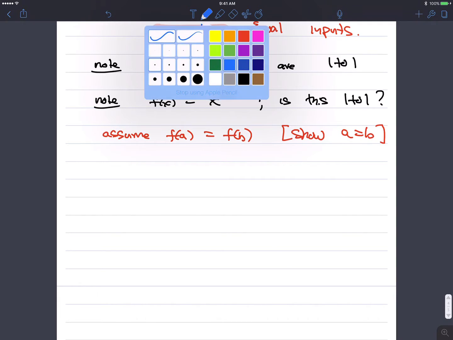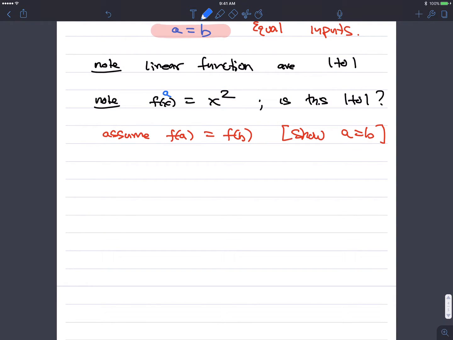Now I go through the same process. You go, okay, let my input be A, let my input be B, and what I end up getting is to say that f of A is the same as f of B. Well, that means when my input is A, my output is A squared. When my input is B, my output is B squared. So we're saying when A squared equals B squared, can we guarantee that A equals B? If we can, then we can say the function is 1-to-1. If we can't, then it's not 1-to-1. So let's use some algebra.